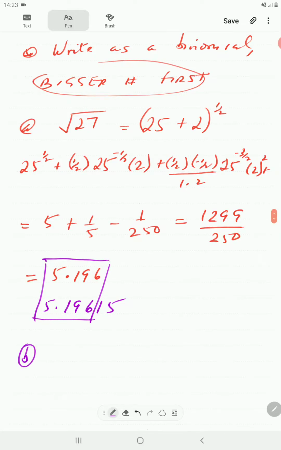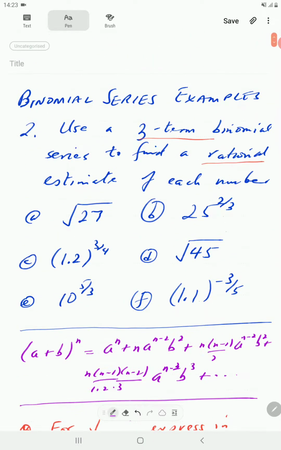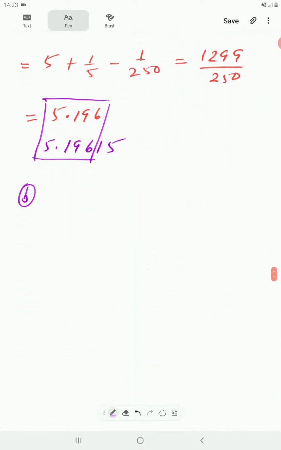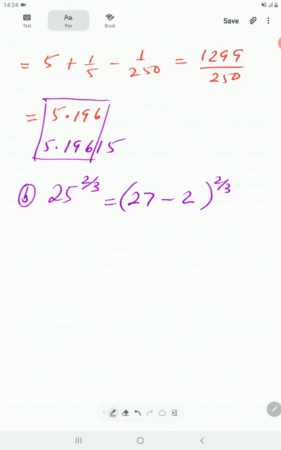Okay, so we're now going to go to part B. In part B, we've got 25 to the power 2/3. Of course, power 2/3 involves a cube. So we're going to look for a cube number in the vicinity of 25. And that cube number is going to be 27, being 3 cubed. So we're going to write this as 27 minus 2, to the power 2/3.